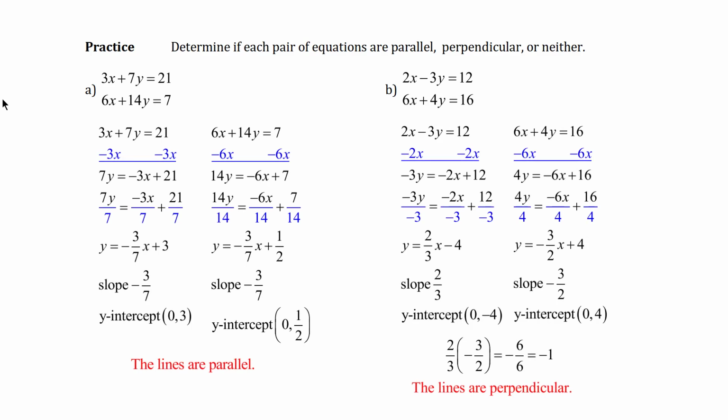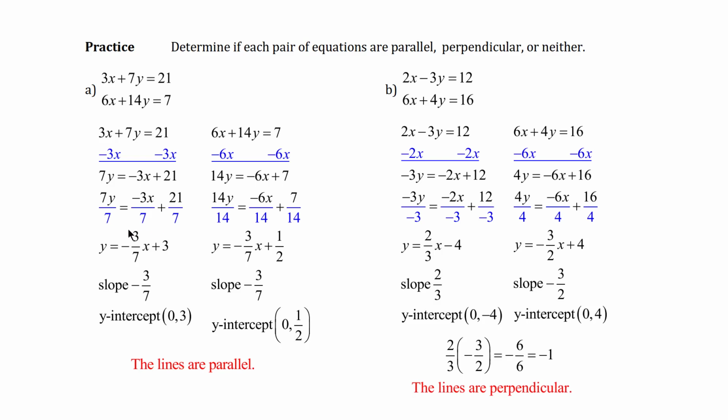Alright, so let's get started with part A. We need to put both of these equations in slope-intercept form. Starting with the first equation, I need to get rid of the 3x. So I'm going to subtract 3x from both sides of the equation. After subtracting 3x from both sides, we get 7y equals negative 3x plus 21.